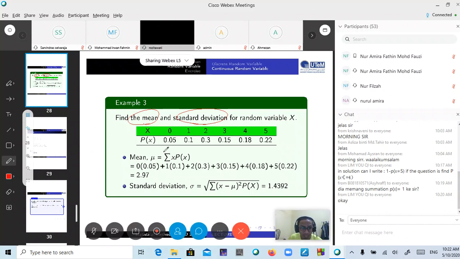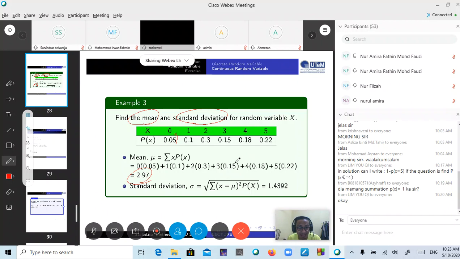Okay? Okay, mean. What is mean? To find mean, summation of x times by probability of x. So, ni you ada darab je. 0 times 0.05 plus 1 times 0.1 plus 2 times 0.3 plus 3 times 0.15 plus 4 times 0.18 plus 0.22 times by 5. So you get all the summation this one, so you can get the value of mean 2.97.